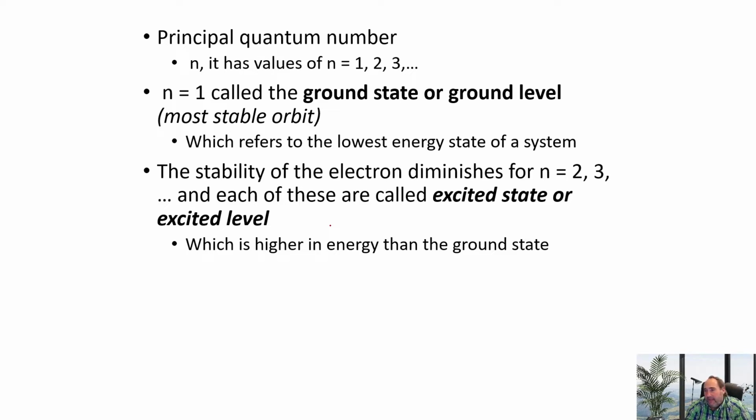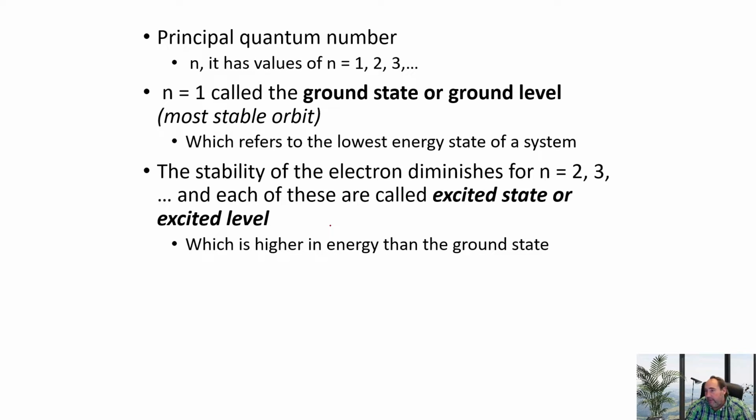N, the principal quantum number, you could think about as the energy level. And again, n equals 1 is referred to as the ground state or the ground level. It is closest to the nucleus, and it's the lowest in energy.